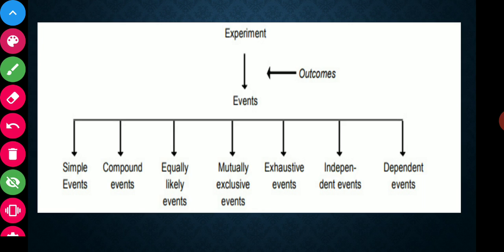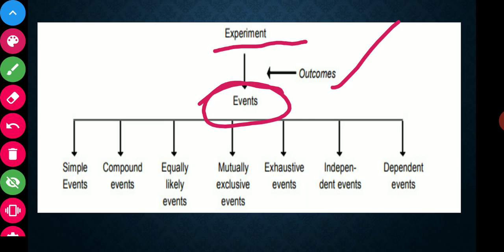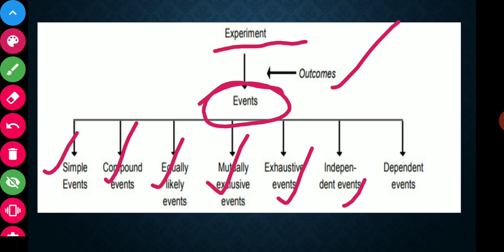Now there are certain terms which we commonly use while studying probability. Those terms we will see one by one. Whenever you are conducting an experiment, you will get outcomes in the form of events. So it is better to know the different kinds of events: simple event, compound event, equally likely event, mutually exclusive event, exhaustive event, independent events and dependent events. These are the events that you have to see in the coming slides.